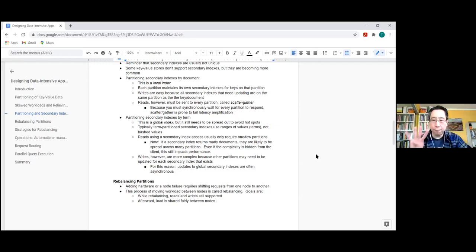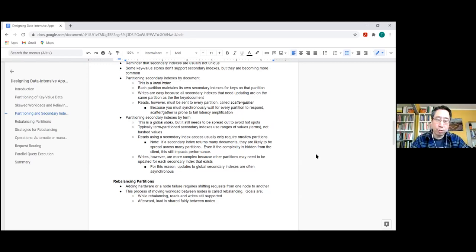That's right. You're always doing 4 writes. So if you insert a row, you always have to insert into the primary key, and you have to insert separately into each secondary index. With local indexes, you guarantee that all 4 of those inserts are happening on the same server. Yeah. Okay. Thank you. But reads get complicated.